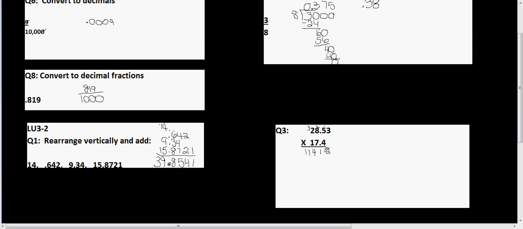Let's move on. 7 times 3 is 21. Move in one column. 1. Carry your 2. 7 times 5 is 35, and 2 is 37. 7. Carry your 3. 7 times 8 is 56. 56 and 3 is 59. 9. Carry the 5. 7 times 2 is 14. 14 and 5 is 19.